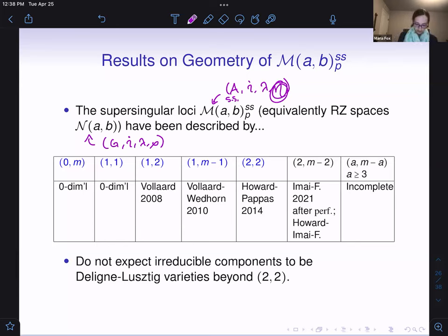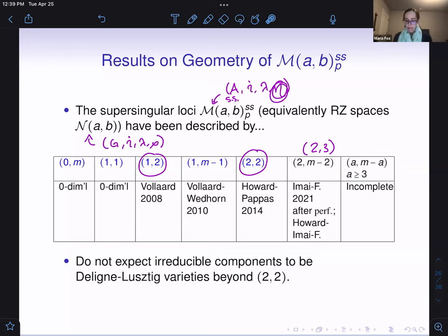We focused on signature 1-2, signature 2-2, and for example, signature 2-3. We saw in these lower dimensional examples, our irreducible components were always Deligne-Lusztig varieties. However, this failed in signature 2-3, and that's actually more like the general situation.